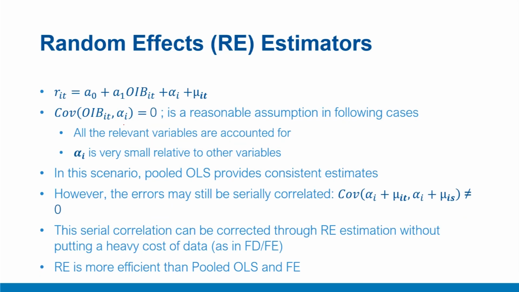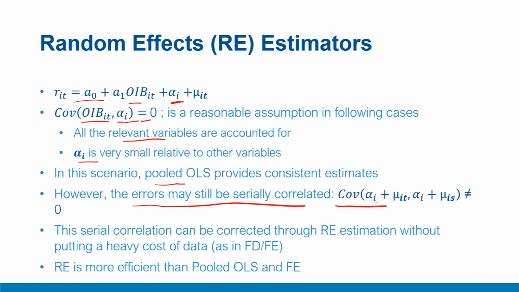However, if you have a reason to believe that this covariance between OIB and alpha is very close to zero, this sometimes is a reasonable assumption. In some cases, for example, you may have included all the relevant variables and accounted for them, and therefore you have less reason to believe in a large value of alpha I. Similarly, a priori from theory you believe that the relationship is like this only, and the presence of alpha is likely to be very small relative to variables like OIB, and therefore this correlation may be almost zero. In this scenario, you may believe that pooled OLS, or something closer to pooled OLS, may provide consistent estimates. However, the errors may still be serially correlated.